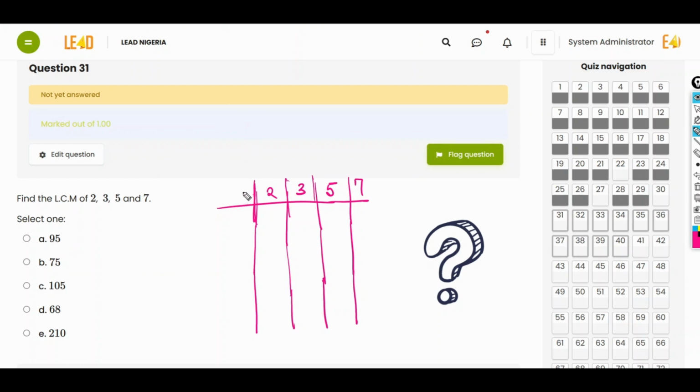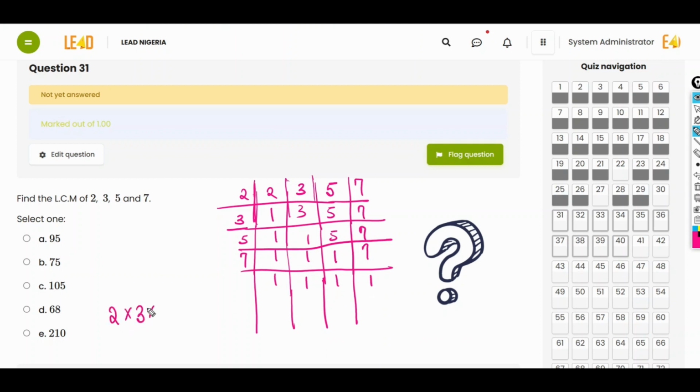But let's work it. So we use 2, 1. We bring down 3, 5, 7, because 2 can't divide any of them. We move on to 3, 1, 1, 5, 7. We move on to 5. We have 1, 1, 1, 7, and we pick up 7, 1, 1, 1, 1. So it is 2 times 3 times 5 times 7 for the LCM.